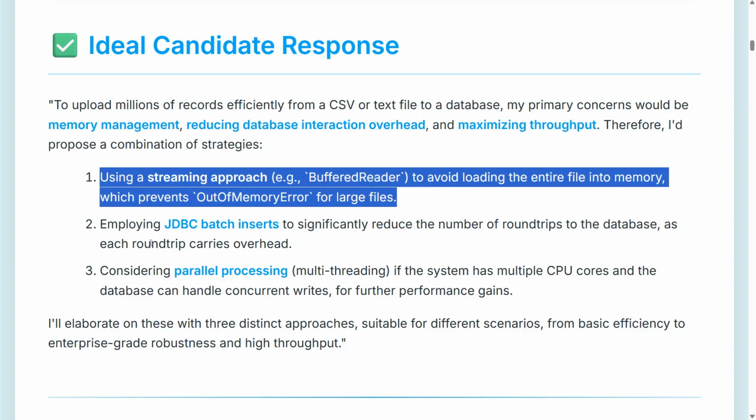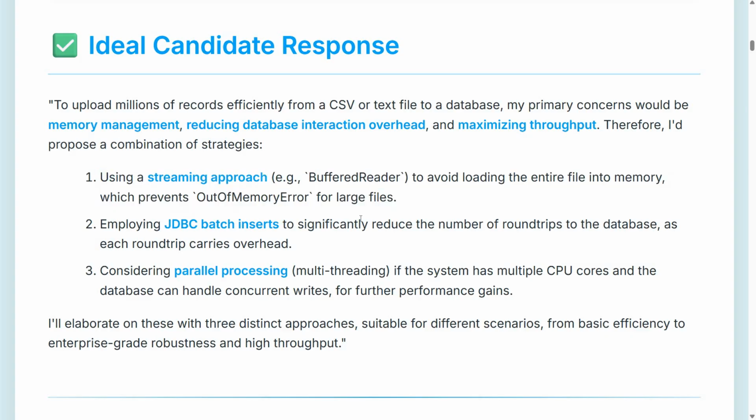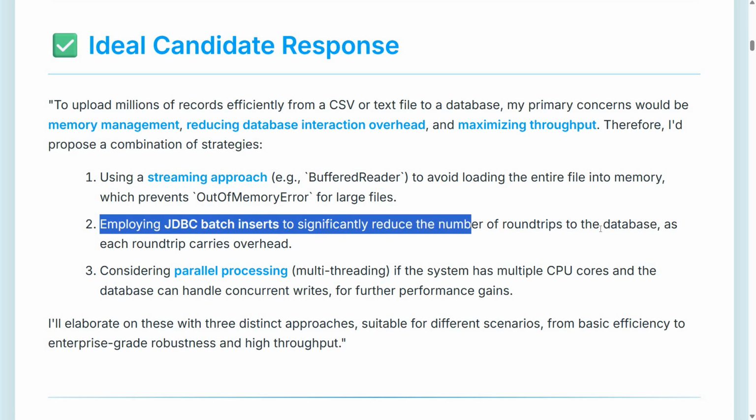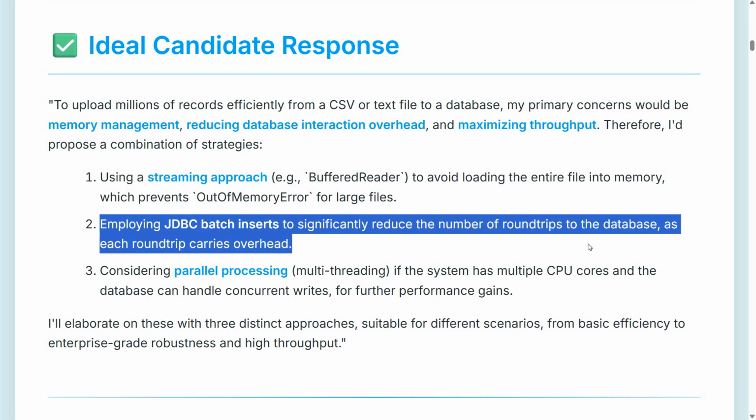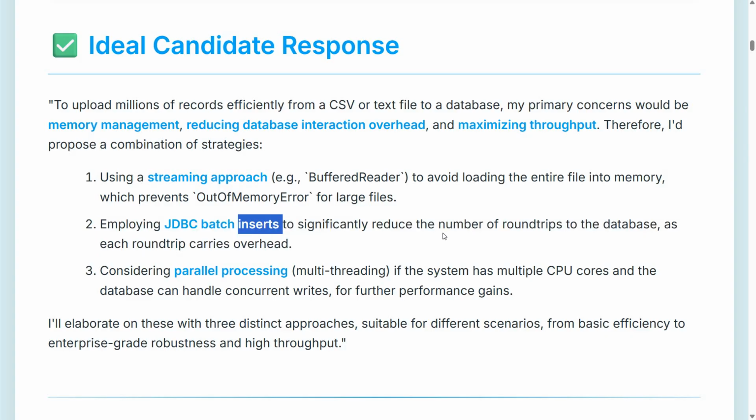What's next for efficiency? Then you've got JDBC batch inserts. This is all about cutting down the number of times you talk to the database. Like sending one big package instead of a million postcards. Perfect analogy. Every trip to the database has overhead. Sending inserts in batches, say, 1,000 or 5,000 at a time, dramatically reduces that overhead. Makes sense. Stream the input, batch the output.